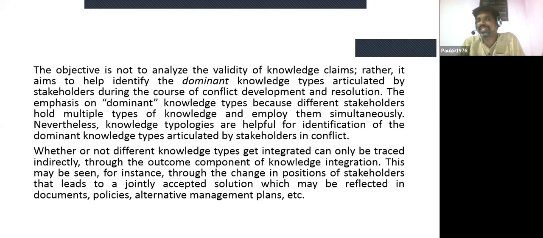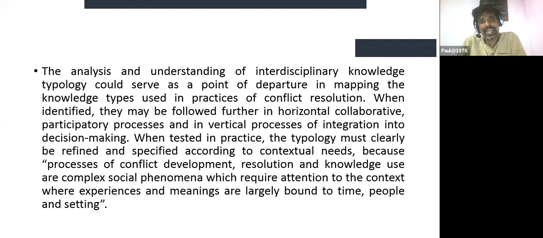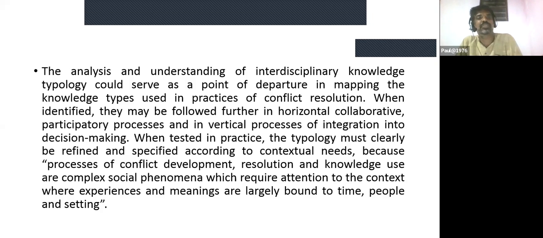Integration can only be traced indirectly through the outcome component of knowledge integration. This may be seen, for instance, through the change in position of stakeholders that leads to a jointly accepted solution, which may be reflected in documents, policies, alternative management plans, etc. So the analysis and understanding of interdisciplinary knowledge typology could serve as a point of departure in mapping the knowledge types used in practices of conflict resolution.